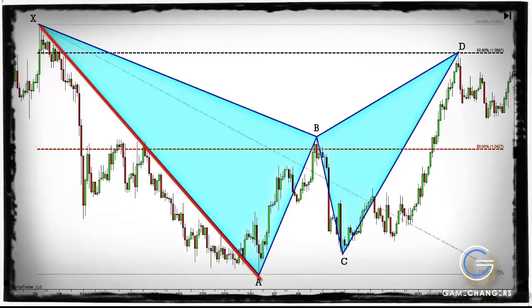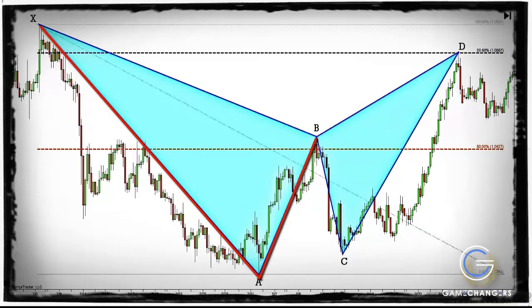After our initial X to A move is created, we will then look for price action to retrace and complete a valid B leg. For the B leg to be valid, price action must retrace to a minimum of a 50% Fibonacci retracement taken from the X to A leg. Now, it's important that this retracement does not touch the 618. Again, if even the wick of a candle touches the 618 Fibonacci retracement taken from X to A, then we have an invalid bat pattern and we're looking for a Gartley instead.